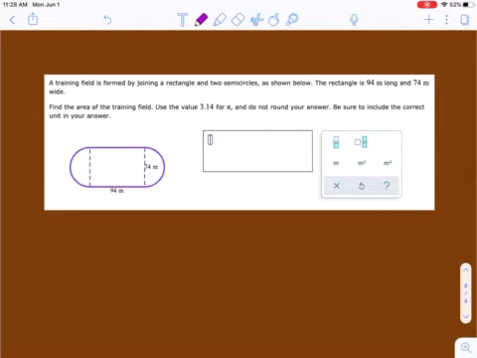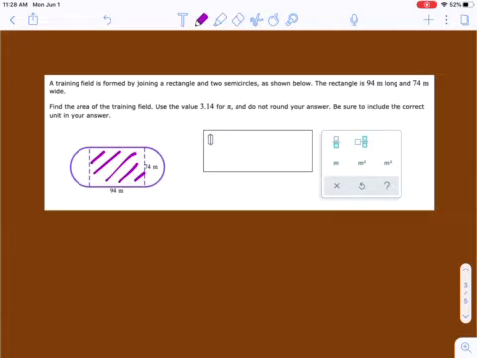All right, a training field is formed by joining a rectangle and 2 semicircles as shown below. This kind of looks a little like a hockey rink. The rectangle is 94 meters long and 74 meters wide. All right, so that's this bit right here. Okay, find the area of the training field.